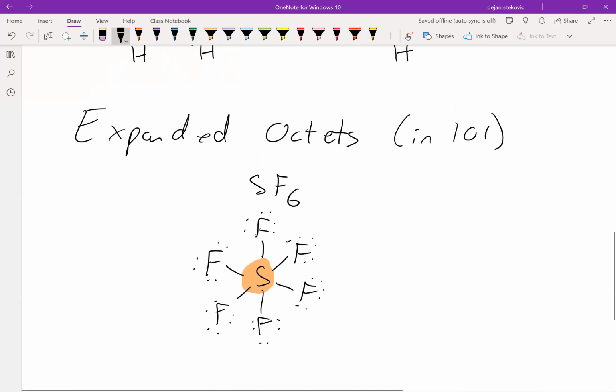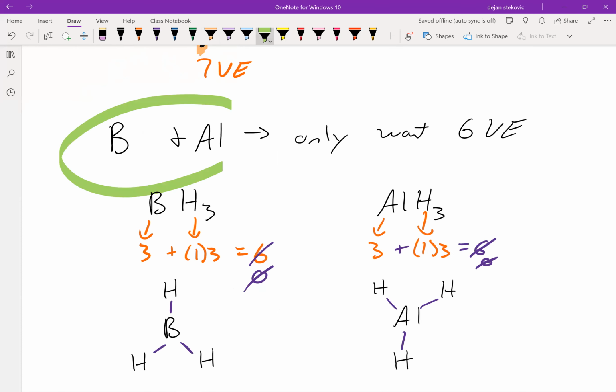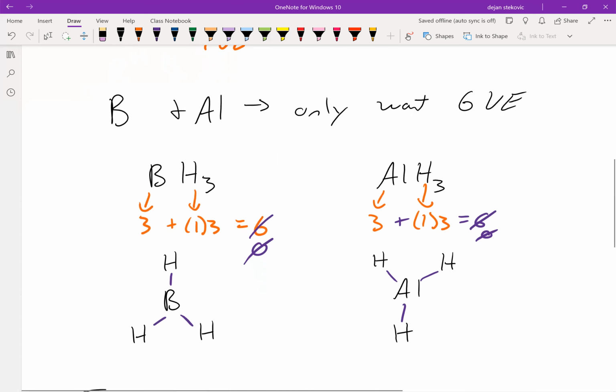So just some exceptions to keep an eye out for. The main one that I want you to know is boron and aluminum, that they only want 6 valence electrons.